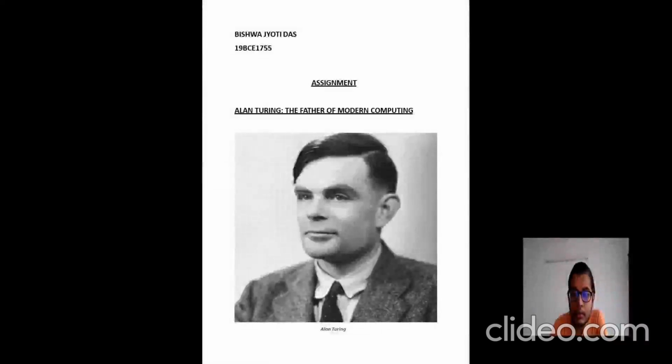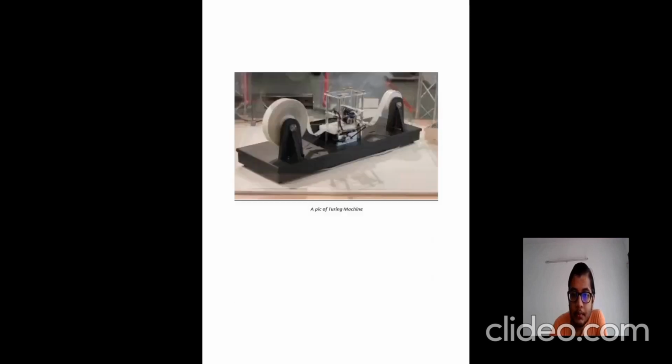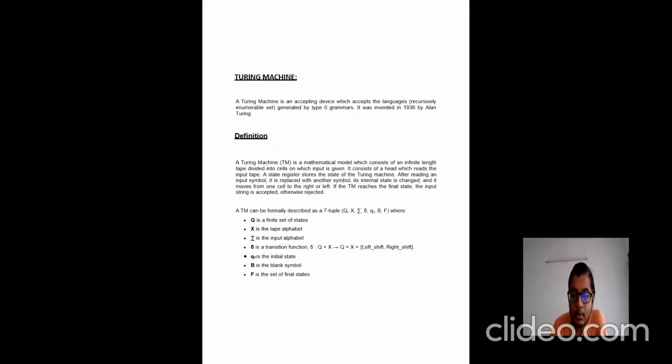I am Vishnu Das and today I am going to talk about the Turing machine in detail. So this is a pic of the Turing machine. A Turing machine is an accepting device which accepts the language's recursively enumerable set generated by type 0 grammars. It was invented in 1936 by Alan Turing.